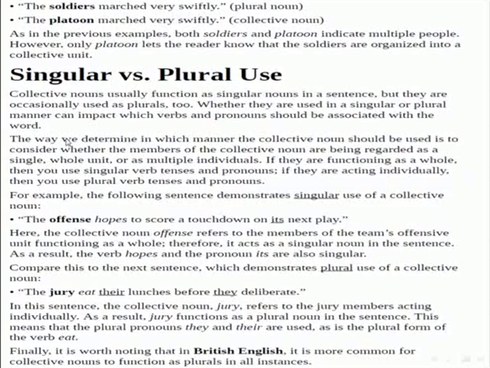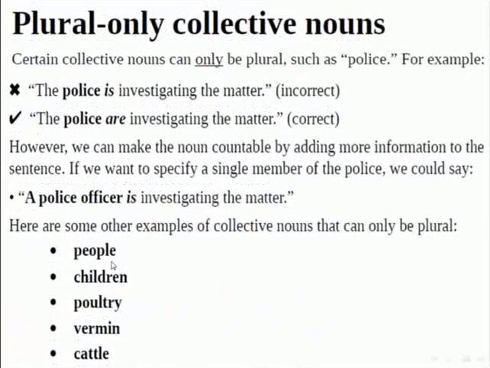But some collective nouns can be singular, like this collective noun, the offense hopes. Here it's singular, but here the jury eat, not eats. Here it's plural. We refer to jury as plural because of the verb here without S. But here the verb with S means offense refers to singular. But these collective nouns are always plural with the plural verb, like people are, children are, poultry, vermin, cattle. Right?